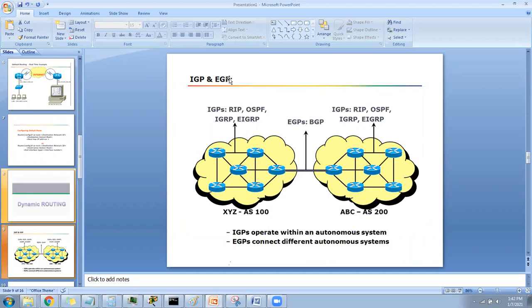For EGP, exterior gateway protocol, there is only one protocol, the big one, called BGP, Border Gateway Protocol. This is also called the internet protocol. BGP is used to connect two different autonomous systems, and within an autonomous system we use RIP, OSPF, and EIGRP. We will learn more regarding this. So remember this point: in IGP we have RIP, OSPF, EIGRP, and in EGP we have one protocol only, BGP.